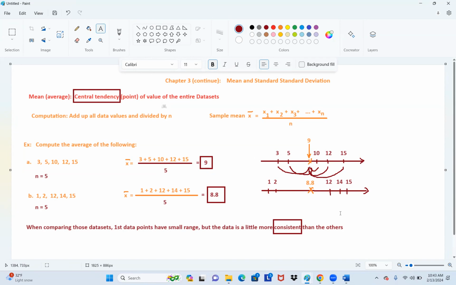The same thing for that. When you take the difference between 1 and 8.8, 2 to 8.8, and then 12 to 8.8, 14 to 8.8, it's going to make the total equal to 0 for sure. Okay. So you can literally try it. You can try it for the second set of data. When you add up the total deviations, it's always 0.